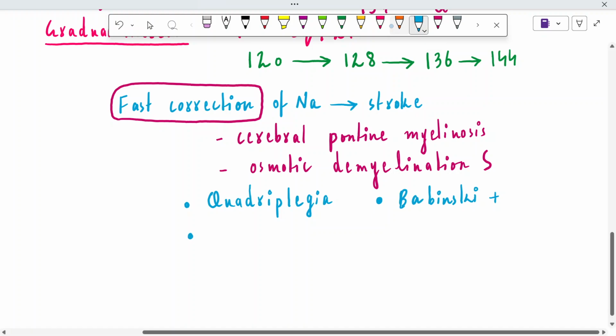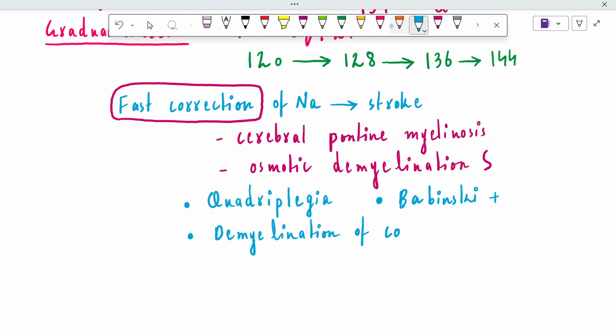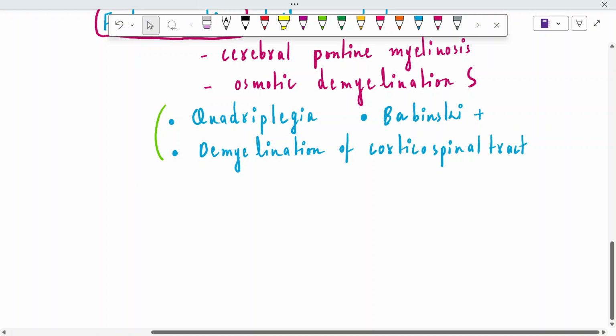The third condition is the demyelination of corticospinal tracts, right? So it's a very dangerous situation due to doctor error, due to paramedic error. The patient is suffering from osmotic demyelination syndrome due only to the fast correction of sodium.